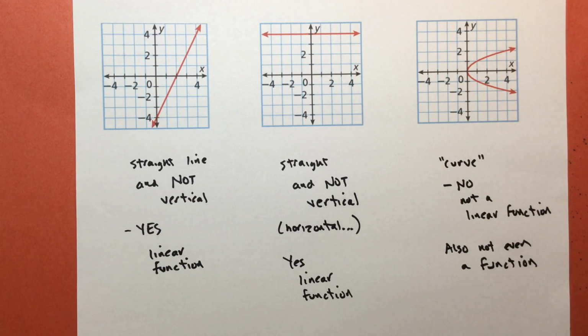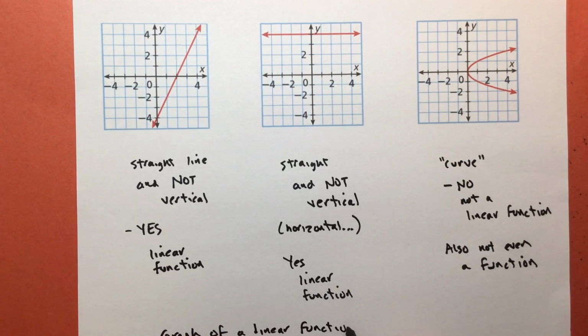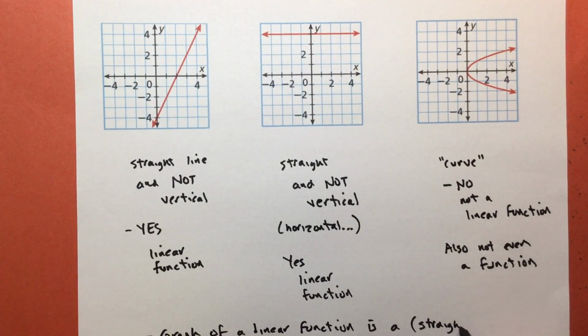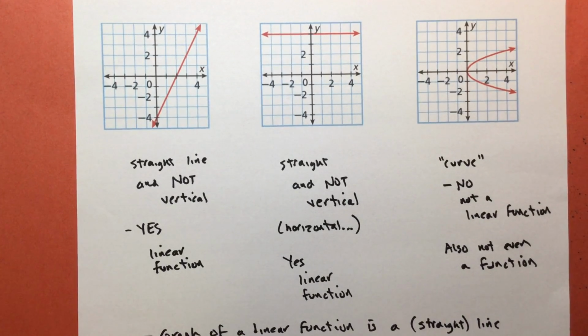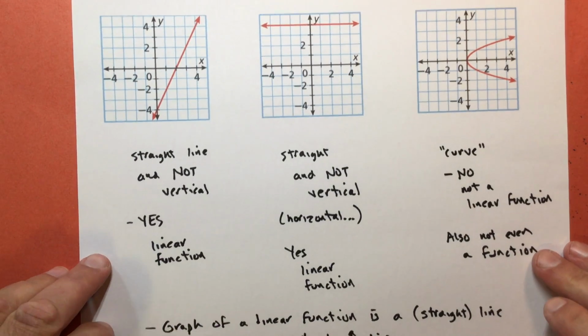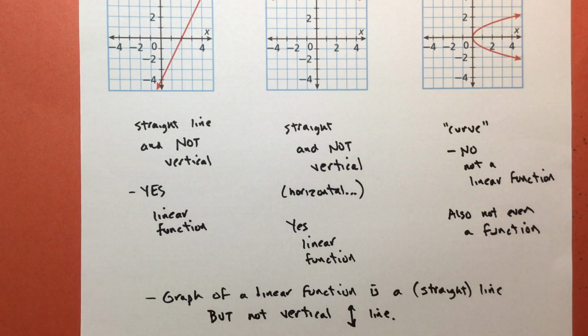Okay, so in review, remember the graph of a linear function is, and I'll put it in parentheses, a straight line, but not a vertical line, which goes like this. And that's all that you have to look for. Sorry, I didn't realize that wasn't on the screen. Okay, you'll see it when I take the picture of it.